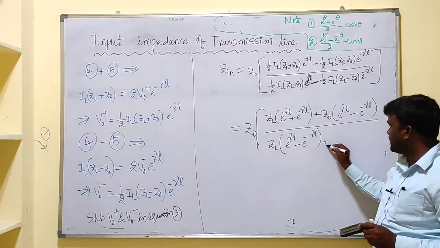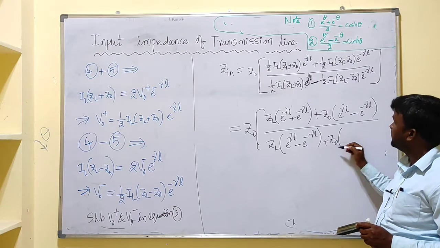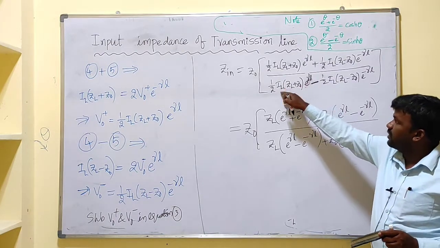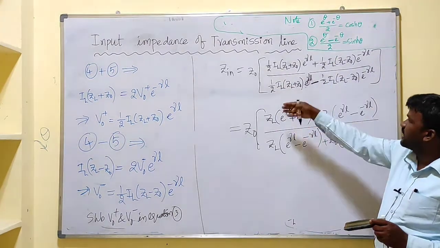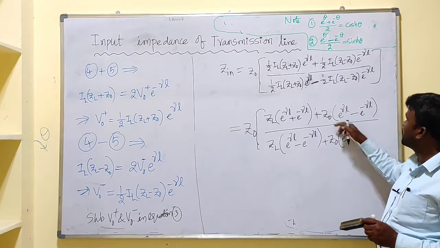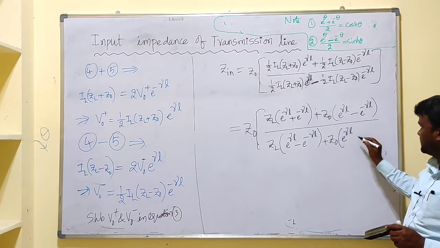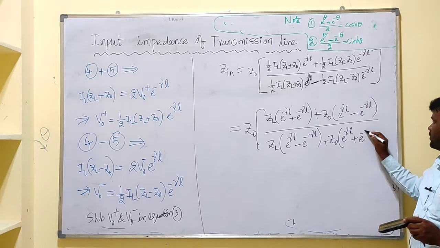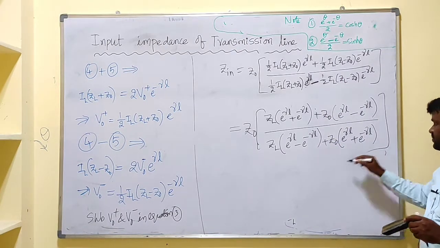Next go for what? Z naught. So here we have what? 1 by 2 IL, that is cancelled out in the numerator and denominator. So that is Z naught into e to the power gamma L. Minus into minus plus. So that's why this can be written e to the power minus gamma L.